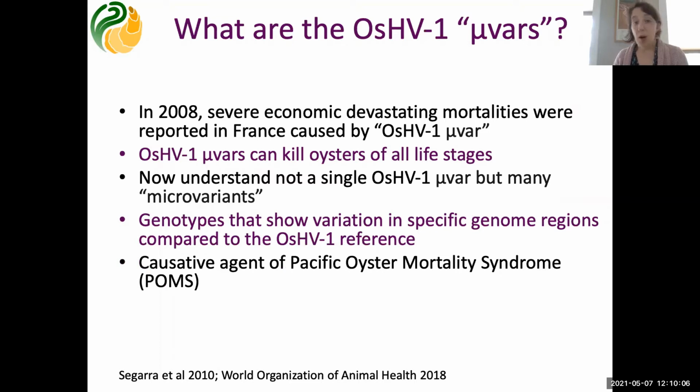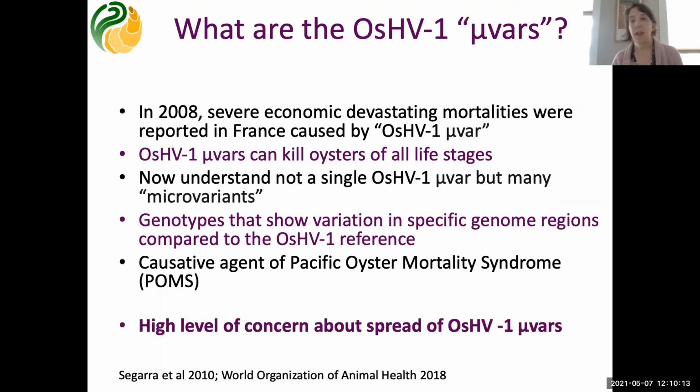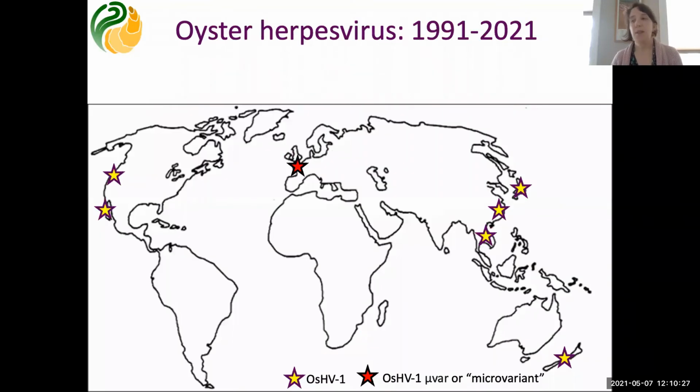And if you've heard of POMS disease in Australia, this is a causative agent of Pacific oyster mortality syndrome. I think I've already mentioned this, but there's really a high level of concern about spread of the OsHV-1 microvars, and I'm seeing increased concern in the US as time passes. And why is this? After this first detection in 2008 in France, the virus was moved throughout Europe, a lot through animal transfers. They see mass mortalities yearly, for example, in Ireland.